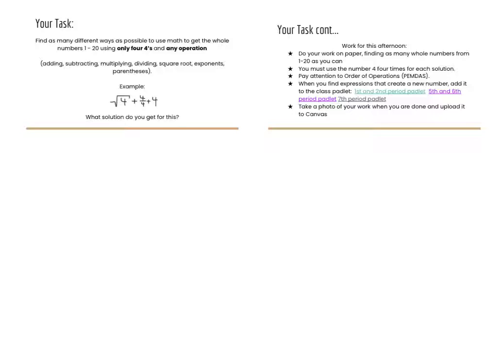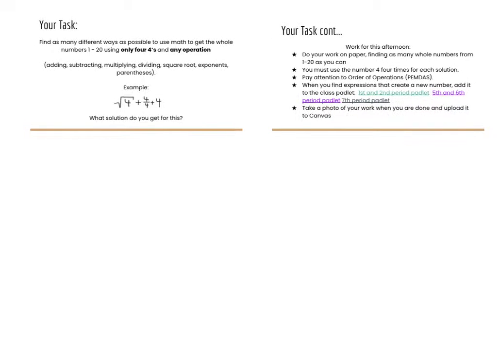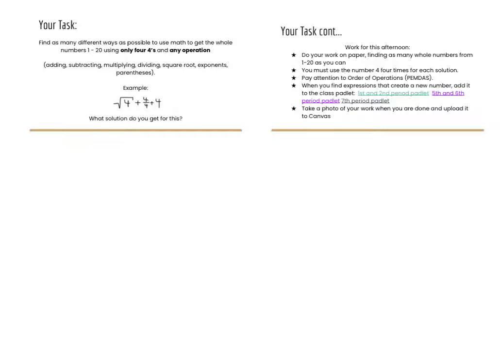These are the slides from our Nearpod today. This one right here has the example that we worked through in class. So just to reread this task: find as many different ways as possible to use math to get the whole numbers 1 through 20. So whole numbers just mean we're not looking for any decimals. We're not looking for any fractions. We're just looking for the integers, the number 1, 2, 3, 4, 5, 6, and so on.